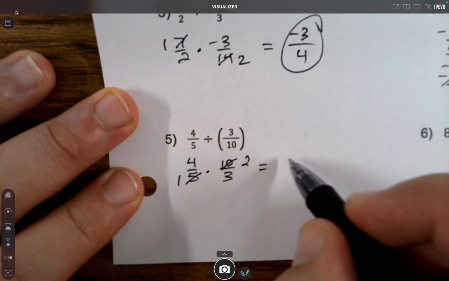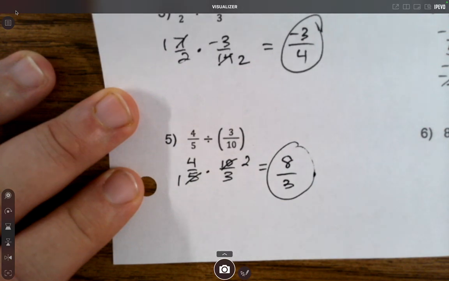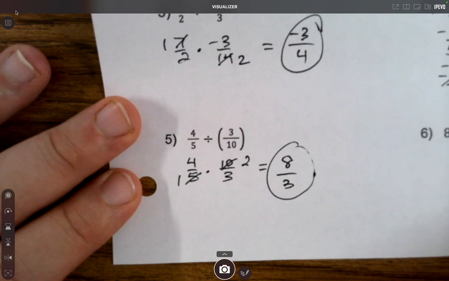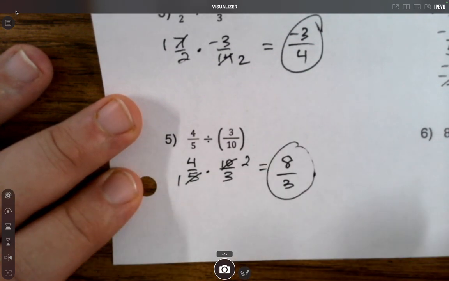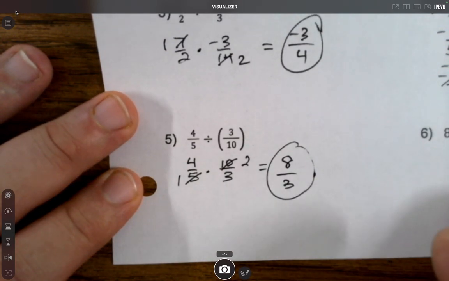4 times 2 is 8. 1 times 3 is 3. And just like I said with the multiplying lesson, if you would prefer to write these as mixed numbers, as long as it's correct, I'm not going to count off, that's fine, but I'm not going to choose to write them as mixed numbers. It's fine, just leave them as improper fractions.